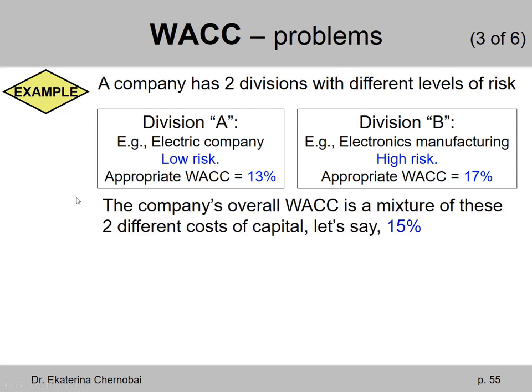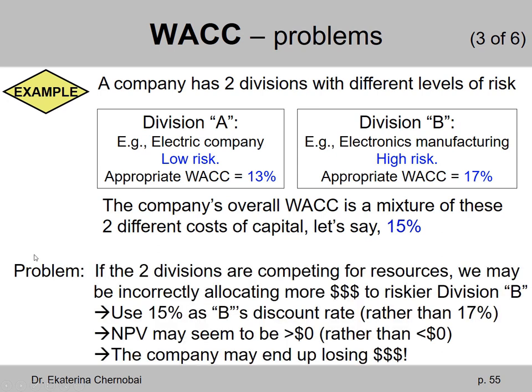What is the company's overall weighted average cost of capital if we sort of aggregate divisions A and B? It's a mixture of these two different weighted average costs of capital, 13% and 17%. Let's say it's somewhere halfway, somewhere in the middle, like 15%. The problem is, if the two divisions are competing for resources, the firm may be incorrectly allocating more money to the riskier division, which is Division B.